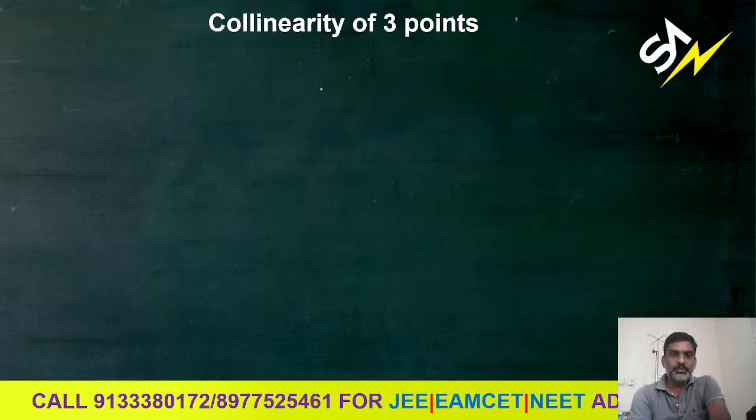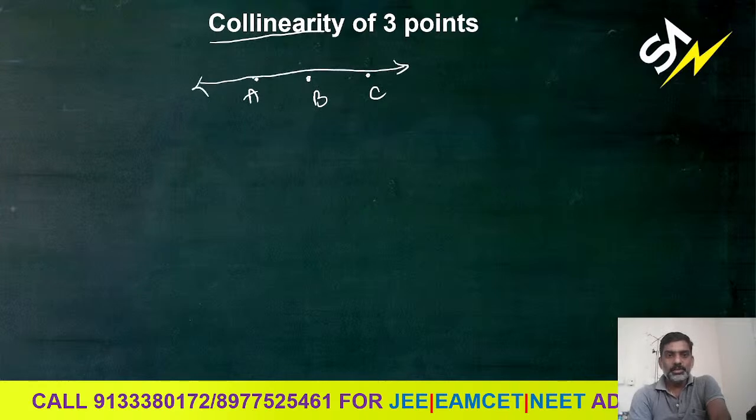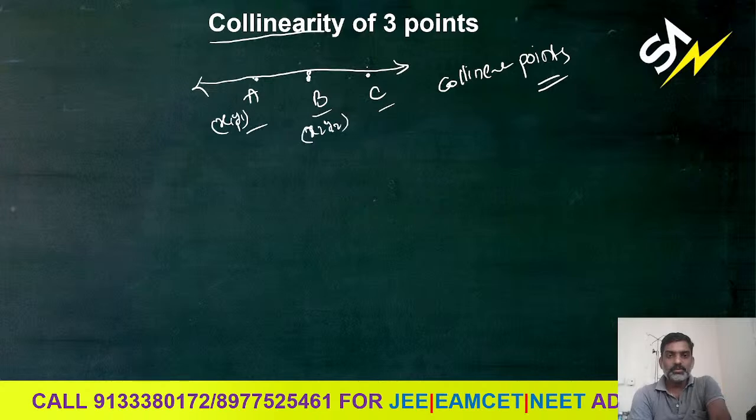Next, collinearity of 3 points. What is the meaning of collinearity of 3 points? For example, 3 points A, B and C. All the 3 points are lying on the same line. Then the 3 points are called collinear points. And how to prove these 3 points are collinear points? Let us take A is (x1, y1), B is (x2, y2) and C is (x3, y3). These are the 3 points.